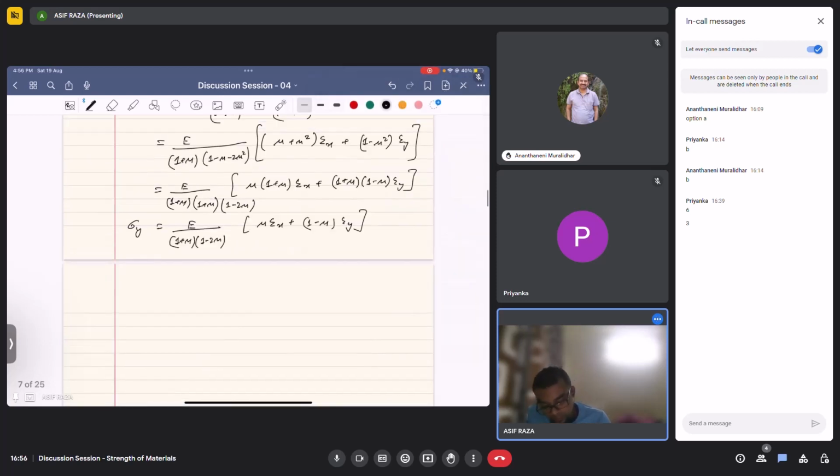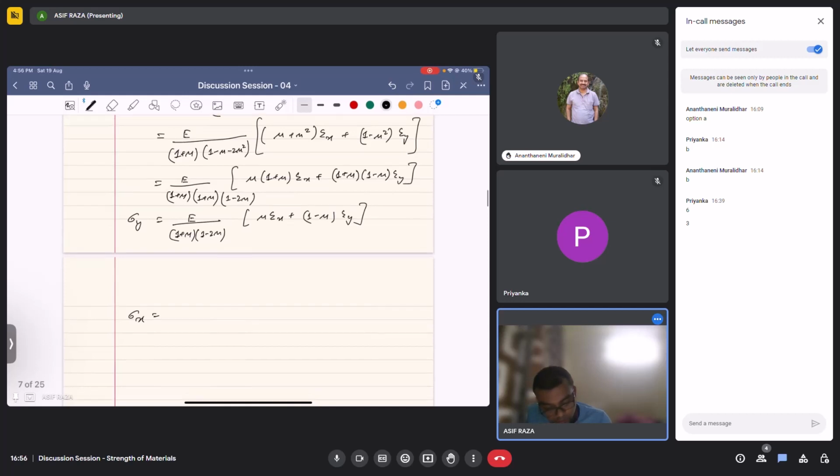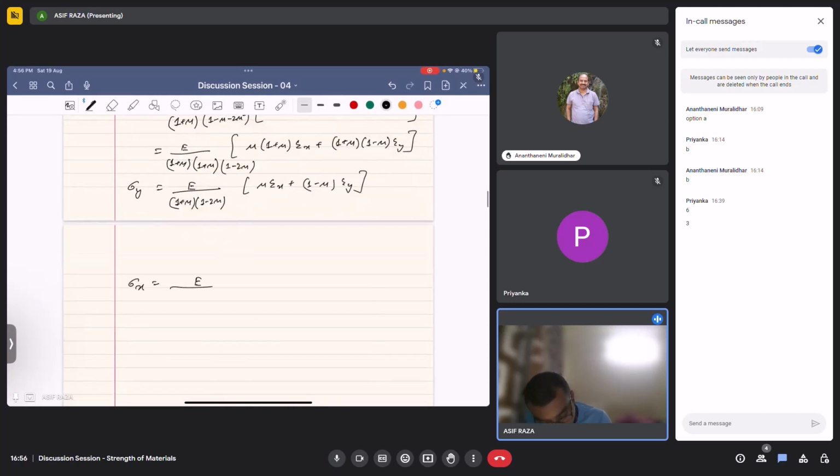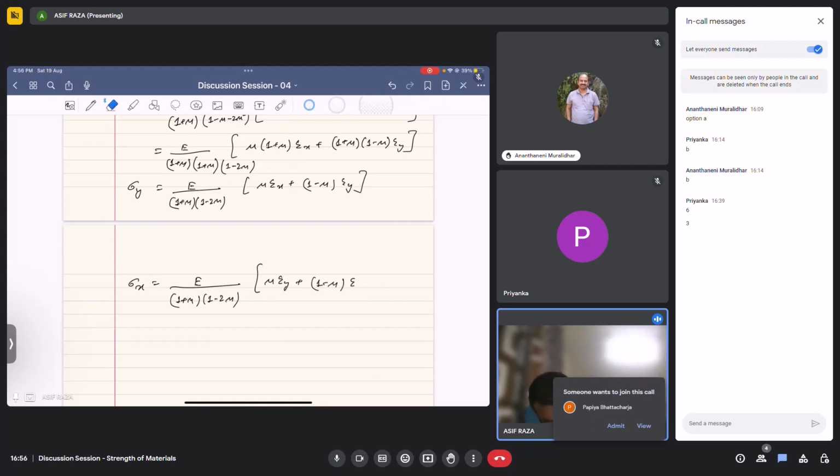So similarly, sigma x would be equal to E upon 1 plus mu times 1 minus 2 mu, times mu epsilon y plus 1 minus mu epsilon x.